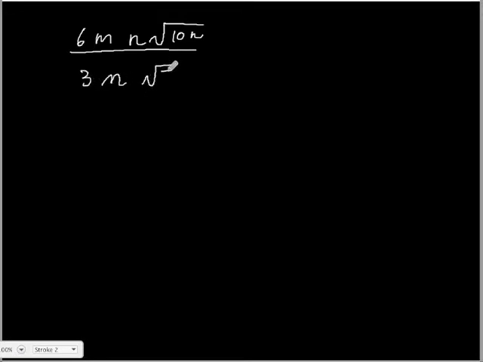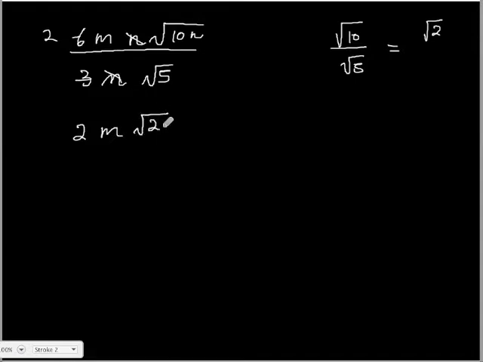Let's go ahead and look at another problem. 6m times n square root of 10n divided by 3n root 5. So we can reduce root 10 over root 5 to root 2. So 6 and 3 will reduce. The n's will of course cancel out. You have twice m root 2n. And that's your final answer.